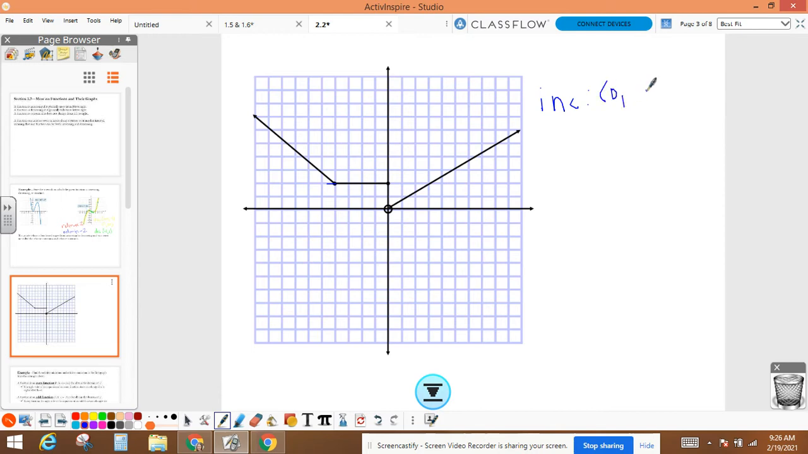Open and closed circles don't really matter when you're talking intervals for increasing and decreasing because you always use parentheses. All right, we are decreasing from -infinity to -4. We are constant from -4 to 0. Constant just means flat.